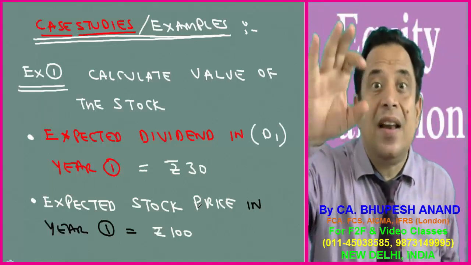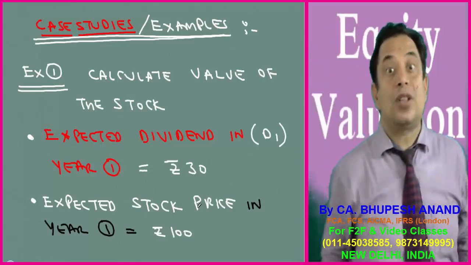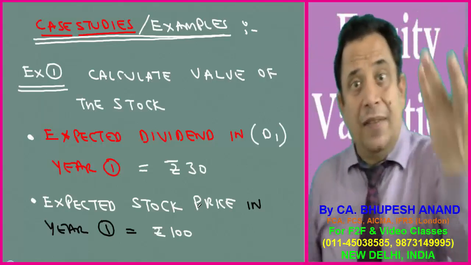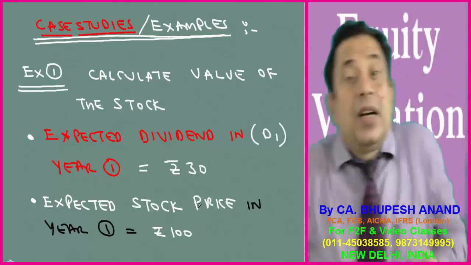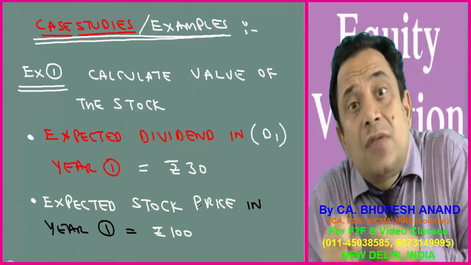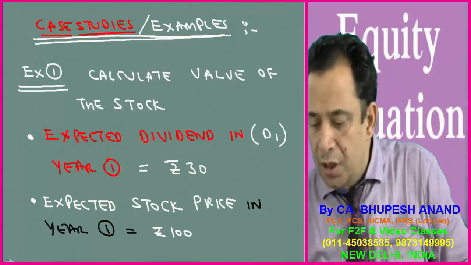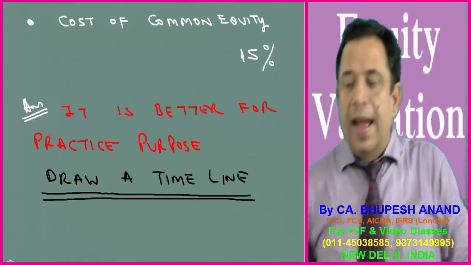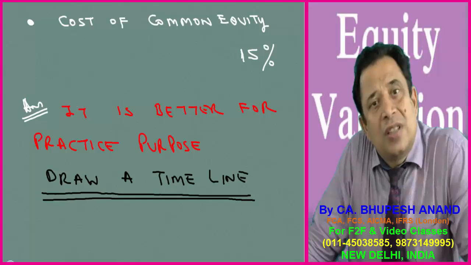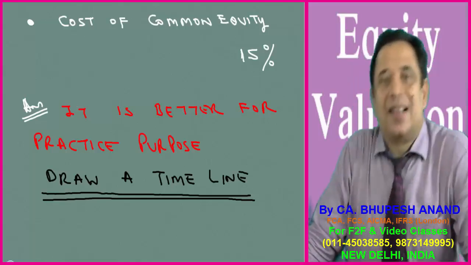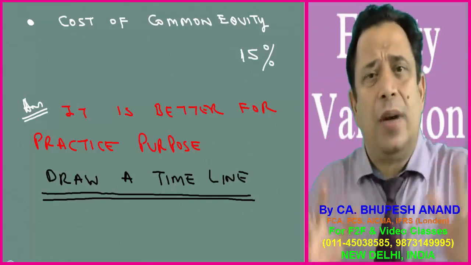It means D1, expected dividend, which we have discussed in corporate finance while doing cost of capital. So expected dividend D1 is 30 rupees or $30. Expected stock price: if an investor wants to sell it after 1 year, then he will be getting 100 rupees or $100. And the expectation of that shareholder, how much is the appropriate cost of equity, that is 15%. So I will be calculating the value.